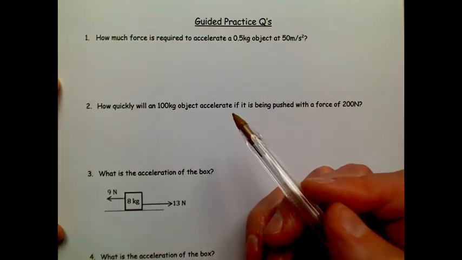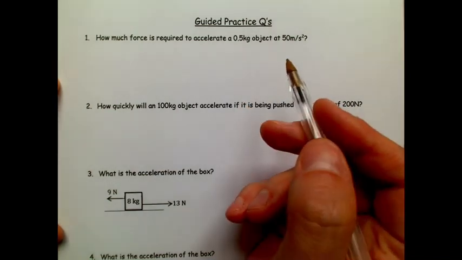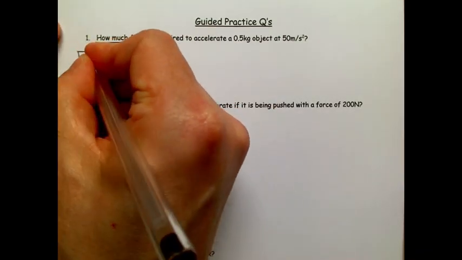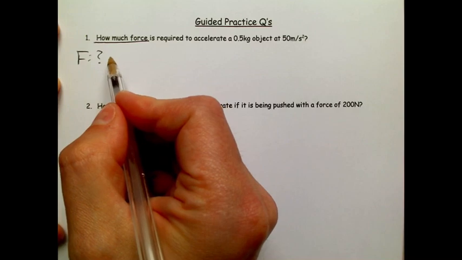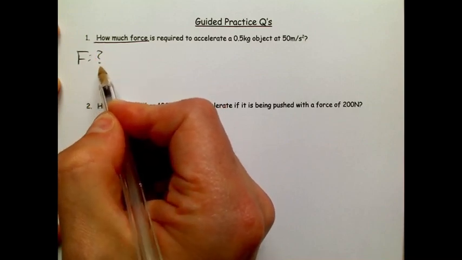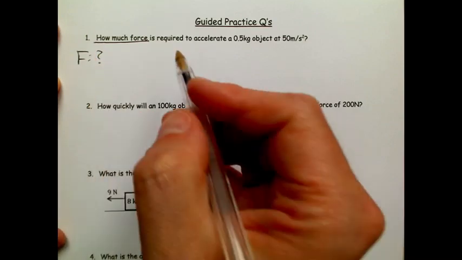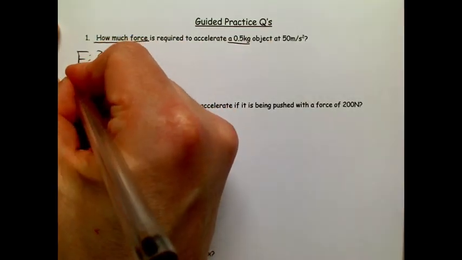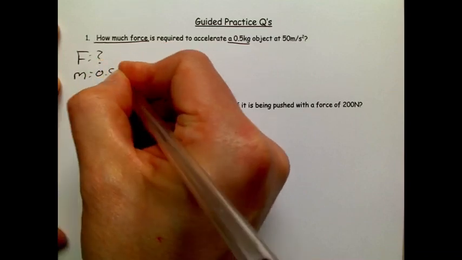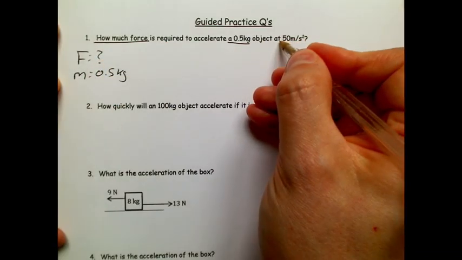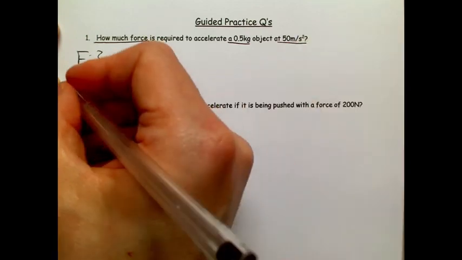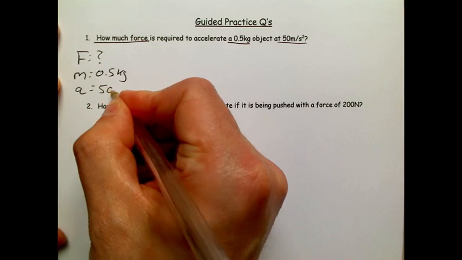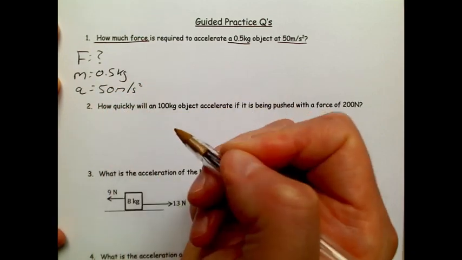First thing I'm going to do, reread the question and pick out all of the key information I'm going to need. First bit here, how much force? So it's asking me to work out F, and I've written a question mark next to F to remind myself that that's what I don't know. So how much force is required to accelerate a 0.5 kilogram object? So I have a mass of 0.5 kilograms at 50 meters per second squared. Meters per second squared tells me the acceleration. So a is 50 meters per second squared.